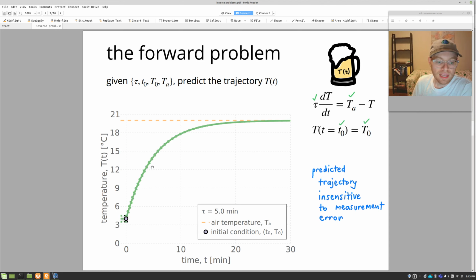Okay. And here I'm just showing that if you have a little bit of error in your initial measurement, still the trajectory does not change too much. It's not too sensitive to the initial temperature that you measure the beer to be.